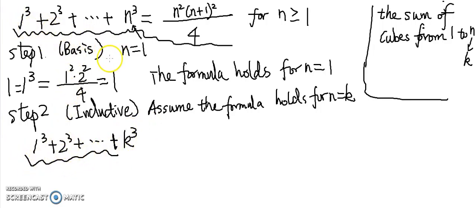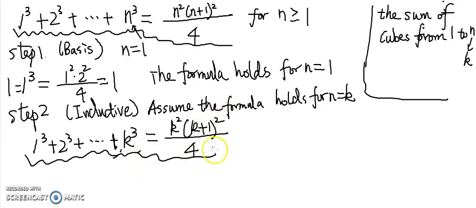The left hand side is adding n numbers. 1 cubed is the first number, 2 cubed is the second number, and so on all the way to n cubed, the last number. So here we have k numbers instead of n numbers. On the right hand side, we just have one expression, so we replace n with k. So if the formula holds for n equal to k, that means 1 cubed plus 2 cubed plus dot dot dot all the way to k cubed equals k squared times (k plus 1) squared over 4.